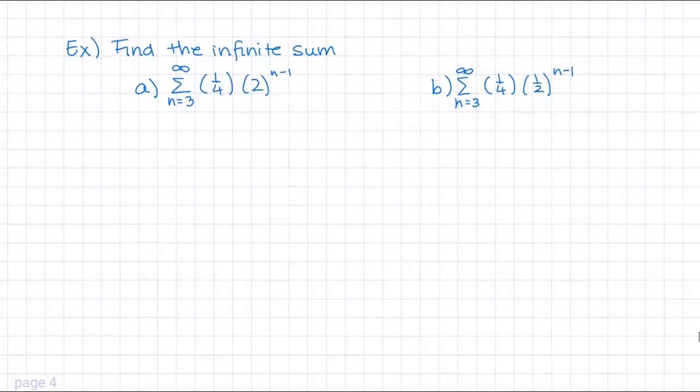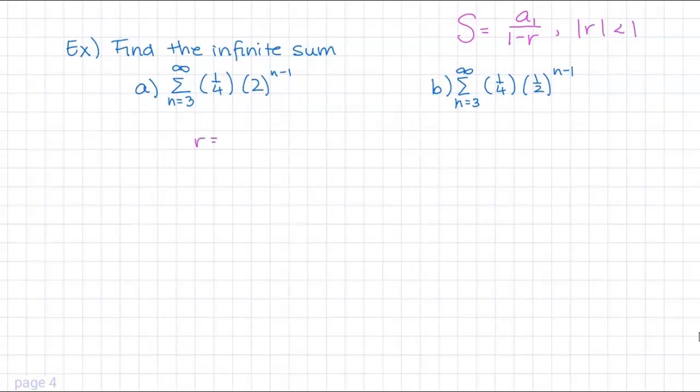Okay, so hopefully you paused the video, tried these on your own. Let's look at part A. So we do have a formula, and remember the formula, put it up above here, is a sub 1 over 1 minus r. It's a nice simple formula, but very important. The absolute value of r must be less than 1 in order to be able to use this formula. So always look for r first.